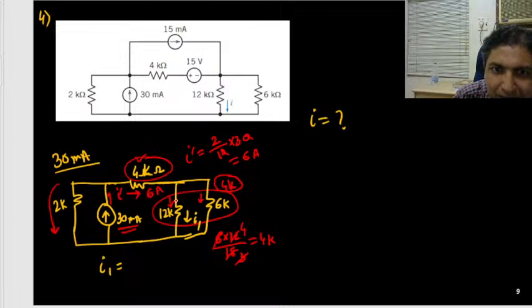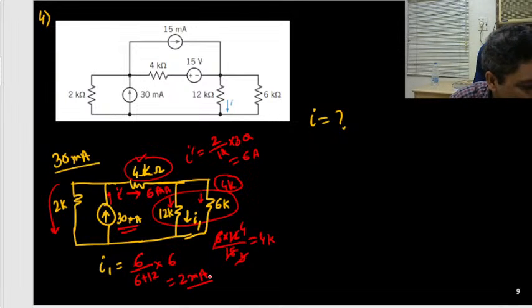Out of 6 ampere, the current through 12K is again current divided by the opposite resistance 6. This is 6 milliampere, okay? Be careful. 6 upon 6 plus 12 times total current 6. So 6 by 18 means 1 upon 3 into 6 is 2 milliampere. It's perfect. Those who have got 2 milliampere, it is perfect. Remember it is in milliampere, not in ampere. Okay.